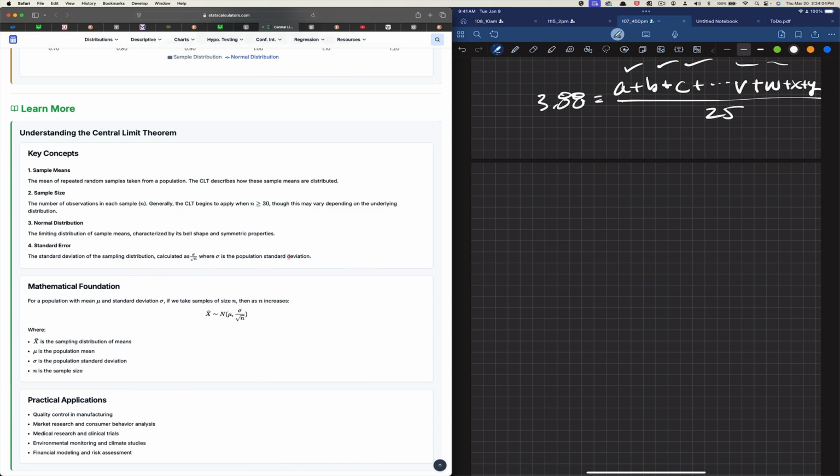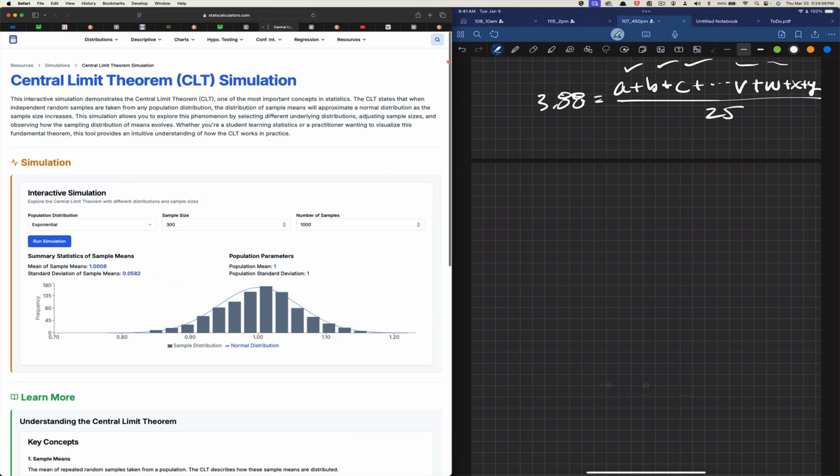Okay, all right. So that's it. So maybe the second simulation was more effective for you to see. And we get the actual standard deviation and the mean out of it as well.